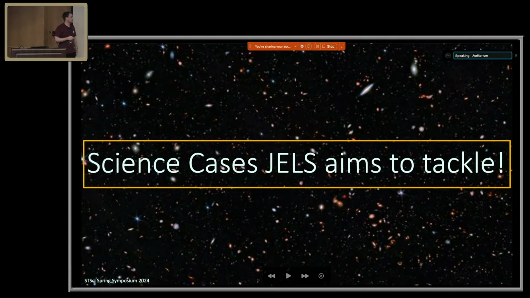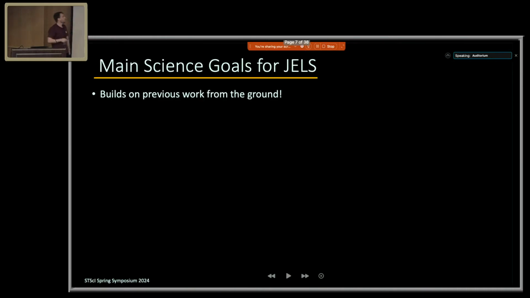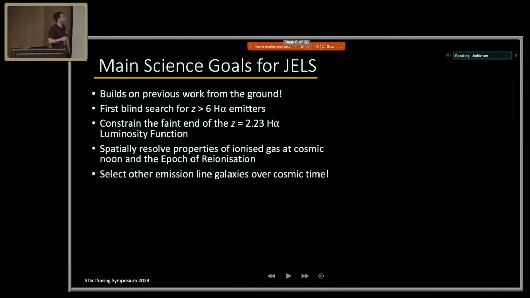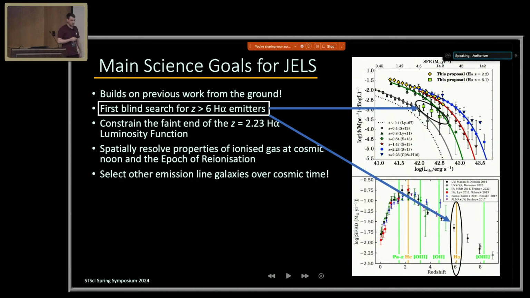So just very briefly, to go over the science cases that GELS aims to tackle. Building upon the previous work on the ground, there's a bunch of science cases that we hope to achieve from this Cycle 1 data that we've managed to obtain from JWST. The first one, which I work very closely with, is looking at the first blind search of H-alpha emitters at redshift 6. Here we've got a plot showing the H-alpha luminosity function from the local universe up to cosmic noon, and a preliminary predicted luminosity function that we get from the proposal that we put forward, and then also translating this and integrating the luminosity function to get the cosmic star formation rate density at redshift 6.